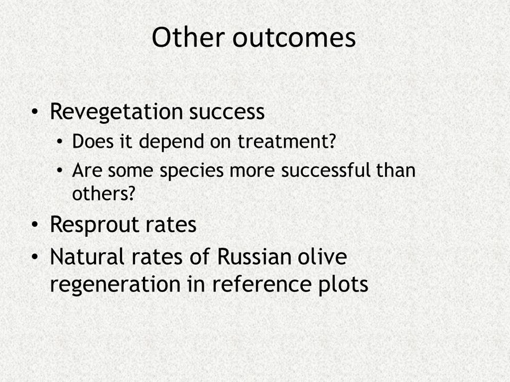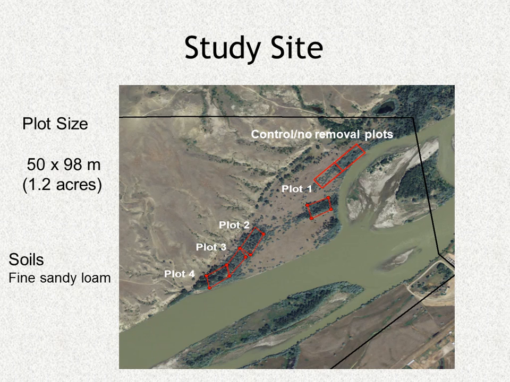Are some species more successful than others? We're also looking at Russian olive resprout rates. We want to know how successful our initial technique was, and again, whether any re-veg treatments that we do might minimize the amount of resprouting. And we're also going to be looking at natural rates of Russian olive regeneration, both in our removal plots and then also reference plots where we didn't remove.